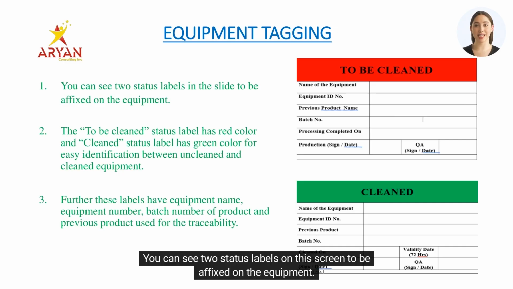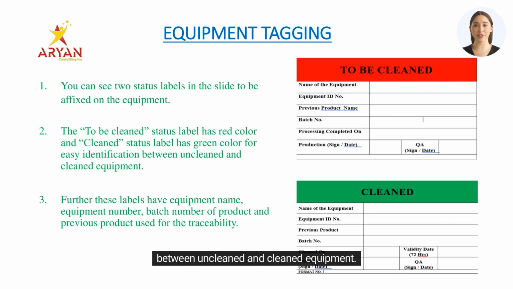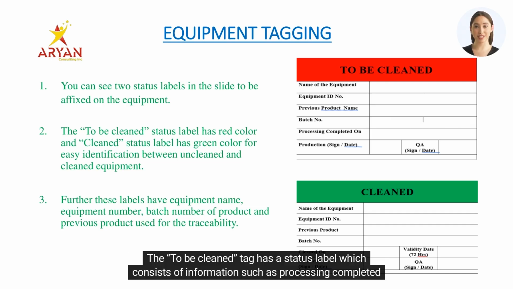You can see two status labels on this screen to be affixed on the equipment. The to be cleaned status label has red color and the cleaned status label has green color for easy identification between uncleaned and cleaned equipment. Further, these labels have equipment name, equipment number, batch number of product, and previous product used for traceability.